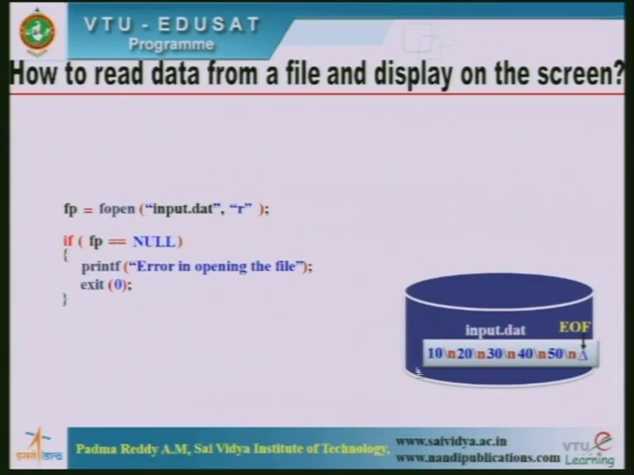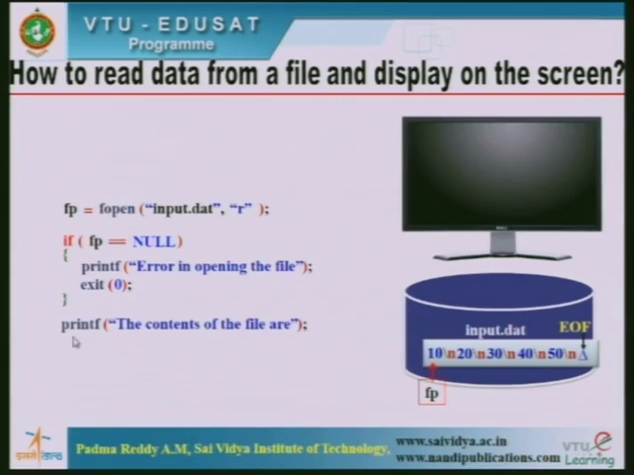Now, the file is opened successfully in which mode? Read mode. In that case, the function fopen returns a pointer to the file. So here fp is a pointer to this particular file. Now tell me, is fp equal to null? fp is not equal to null because fp is now pointing to the beginning of the file. So control comes out and let us display the message, the contents of the file are. So here we get the message, because here you have the printf statement.